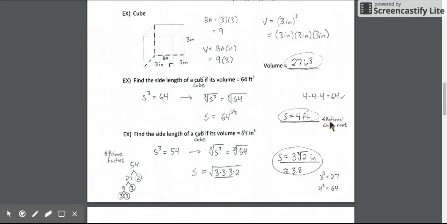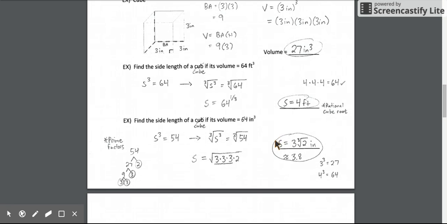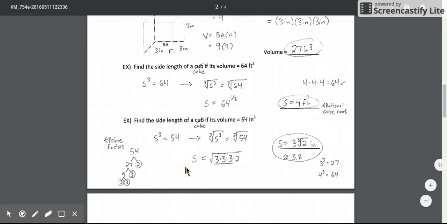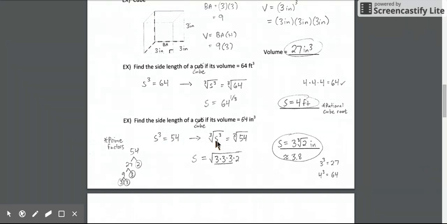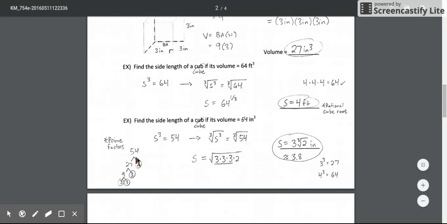So if we have rational cube roots, we could also have what are called irrational cube roots. And we could simplify them in radical form, or we could approximate them in decimal form. So in order to solve this problem, if we have the cube root of 54, in order to find the side length of this cube with a volume of 54 cubic inches, then we're trying to say what number times itself 3 times is 54. Well, there is no whole number that can do that. So we could approximate it. If you ask your calculator what the decimal value of the cube root of 54 is and round it, it's about 3.8. We could also simplify it in radical form, and here's how we do it.